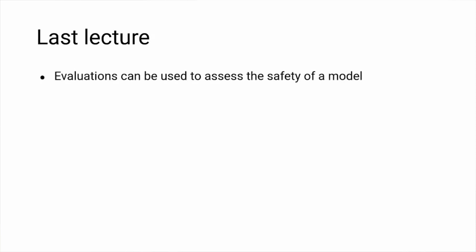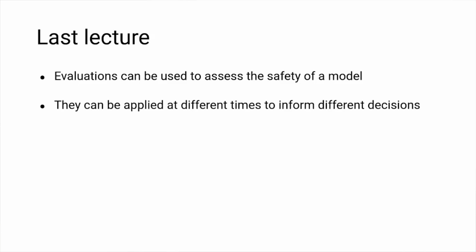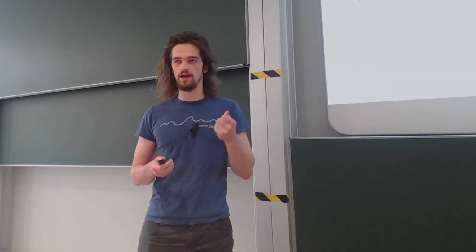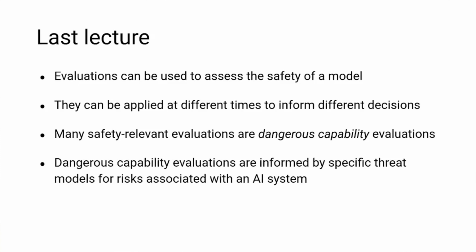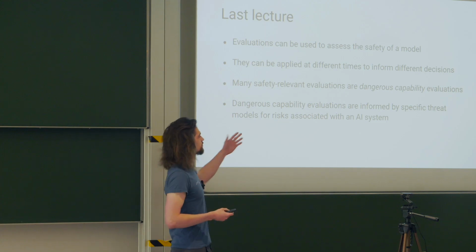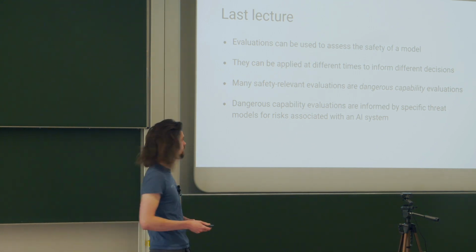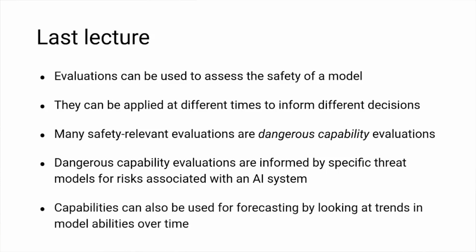More specifically, last time we looked at how evaluations can be used to assess the safety and capabilities of a model. These can be applied at different times in order to inform different decisions. Many safety relevant evaluations are dangerous capability evaluations, and these are very important in AI control and safety cases. They are often informed by specific threat models. So if you're concerned about a specific type of failure, say the AI model teaches someone how to build a bioweapon, you would run a dangerous capability eval on how good it is at uplifting people's knowledge and capability to do dangerous biological research. And finally, we looked at how capabilities evaluations can be used for forecasting. We can evaluate trends in these models' abilities over time and see where things are headed.